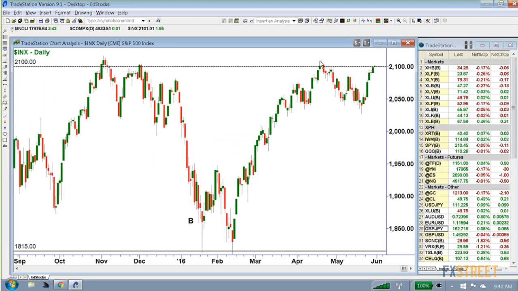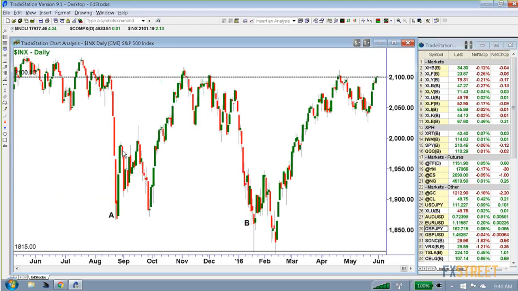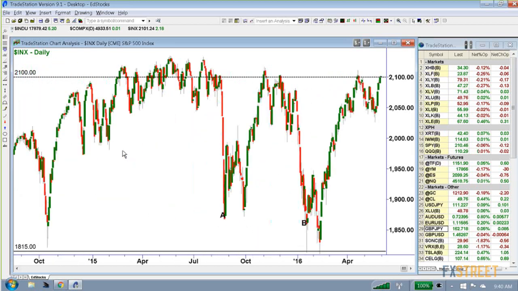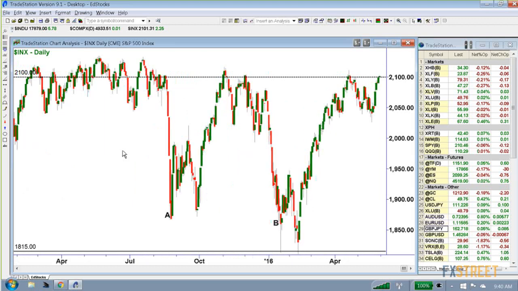Every time we come to 2100, we fail. We close above 2100 and we fail. We close above 2100 and we fail. And this has been going on for a long time, for more than a year now. We can get above 2100, but we cannot get above 2135.